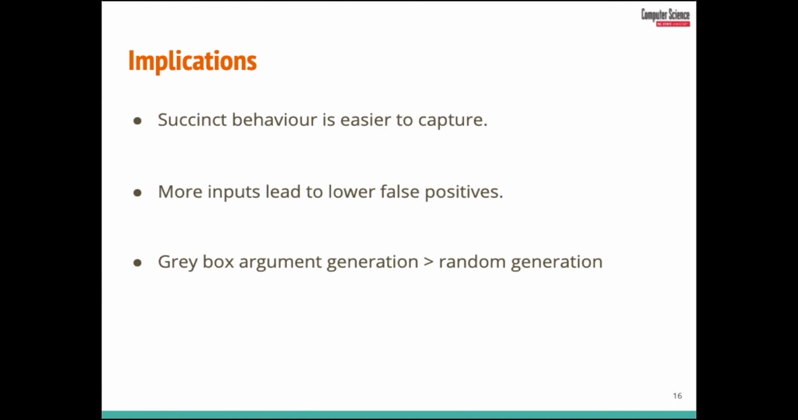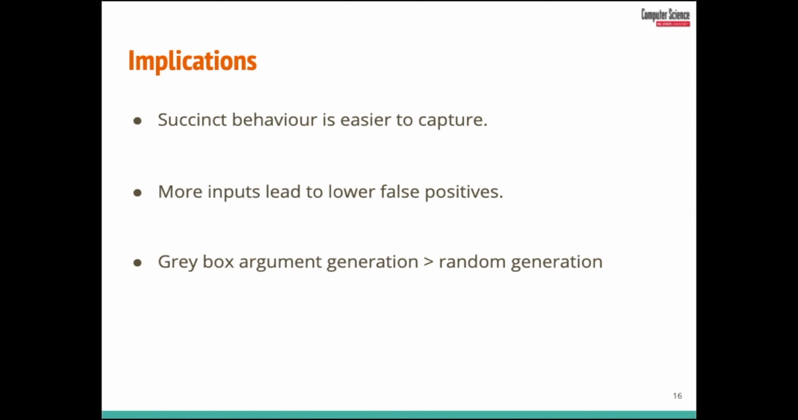Based on the study, we can draw some implications. Firstly, it is easier to identify succinct behavior. This is because SLACC identifies more code clones compared to Hitoshi IO, which operates only at the method level. And as we know, most methods encompass multiple behaviors.